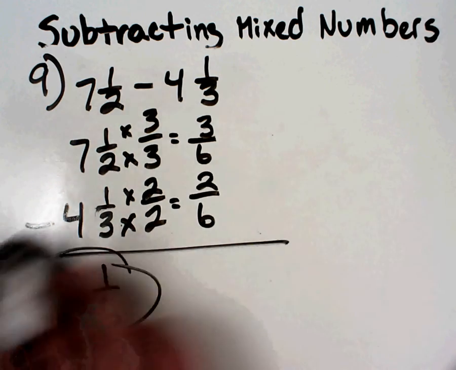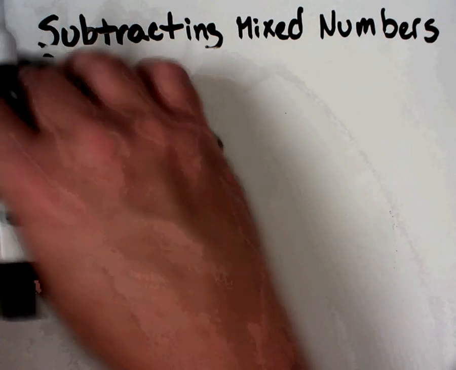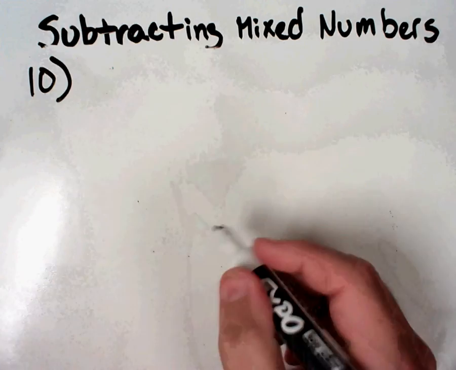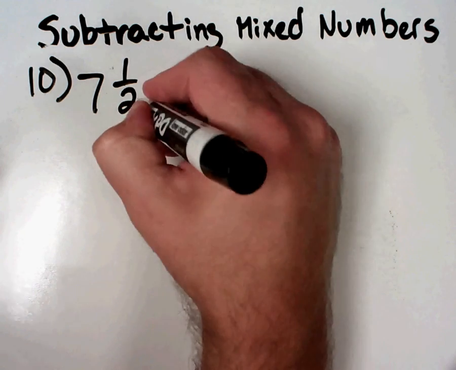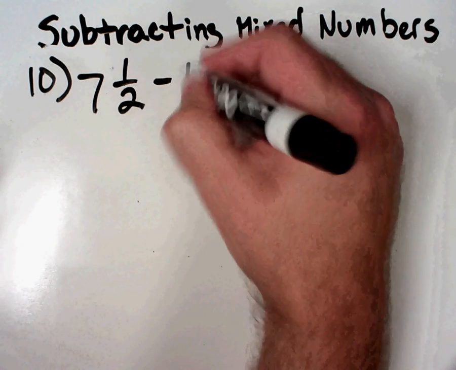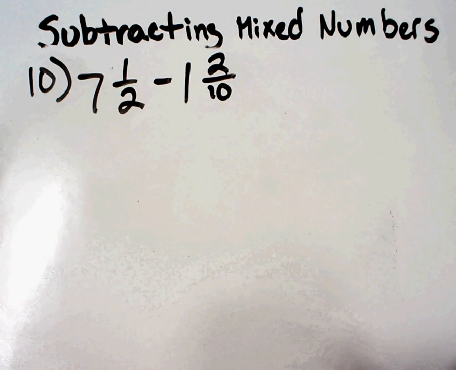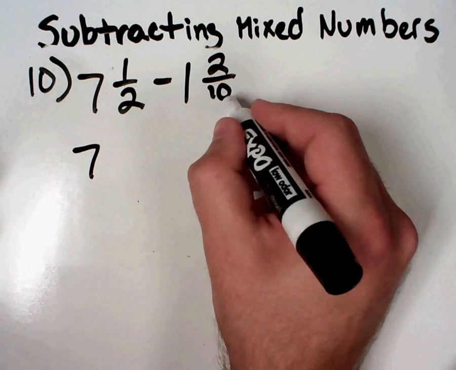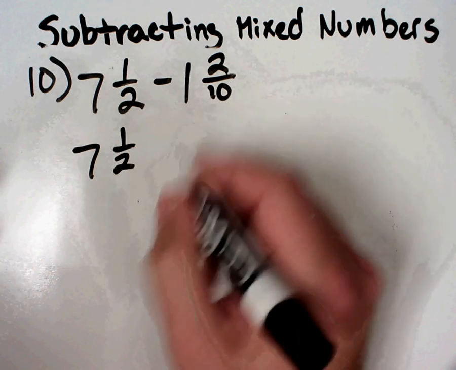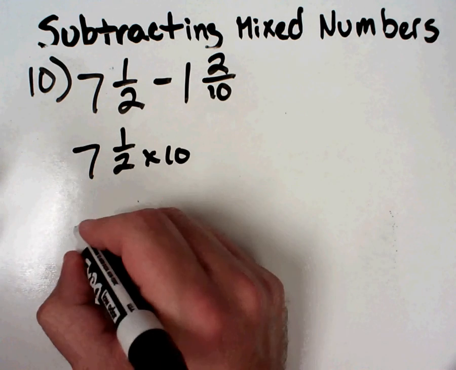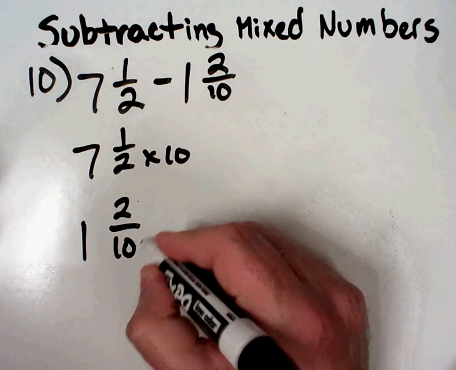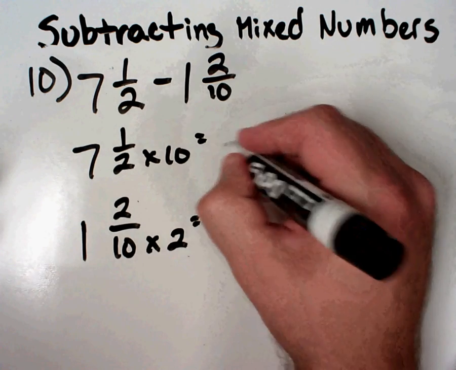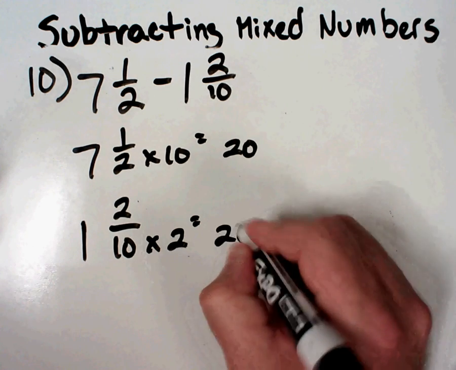All right, last problem, number 10. So number 10 is 7 and 1/2 minus 1 and 2 tenths. Once again, I could use 10 as my common denominator, but I'm going to stay consistent. We're going to still multiply our denominators to get our common denominator. So 2 times 10 and then 10 times 2. So my common denominator is going to be 20.